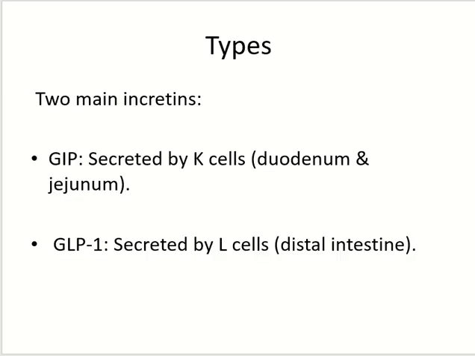Okay. So now coming to the types of incretins, there are two hormones. One is GIP, the other one is GLP-1. GIP is produced by K cells, which are present in the duodenum and jejunum, and GLP-1 is secreted by the L cells present in the distal intestine. So just remember, in the early part of the intestine, we have K cells, and that produces GIP. And L cells secrete GLP-1, and that is released from the distal intestine. So as you can understand here, these are mainly released from the intestine. That is why we call them incretins. In stands for intestine here.